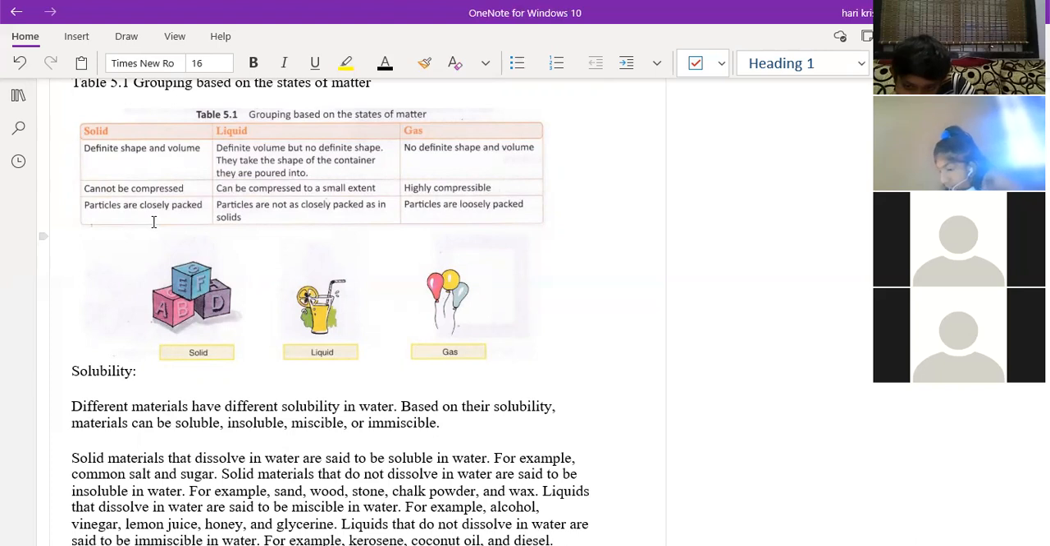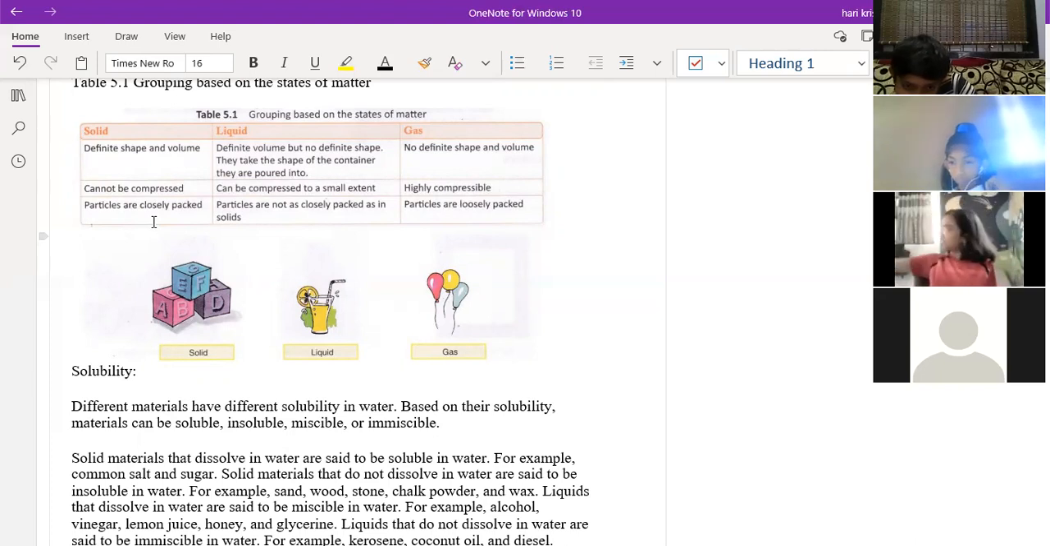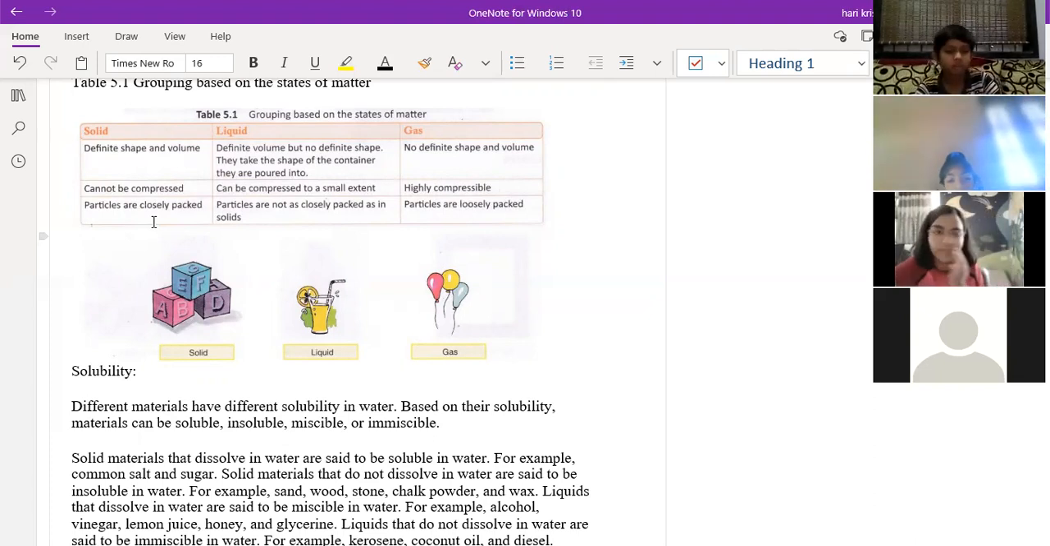Then what about the liquids? Sir, liquids can change shape, like water. Does liquid have a definite shape? No, sir. It has a definite volume only. So liquid has no definite shape, but it has a definite volume. They will always take the shape of the container in which they are poured.